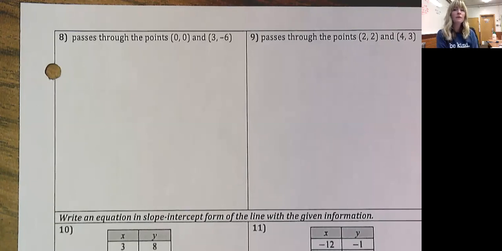So right now, everybody take a minute, look at number 8. You're supposed to write an equation of a line that passes through the points (0, 0) and (3, -6). I'm going to just sit here for about 30 seconds and let you set up and find the slope. Ready, set, go. Slope formula, find the slope. Did you do it? And did I scare you?